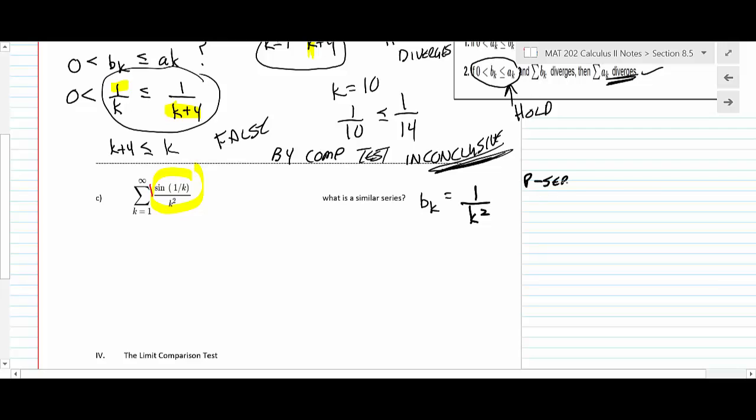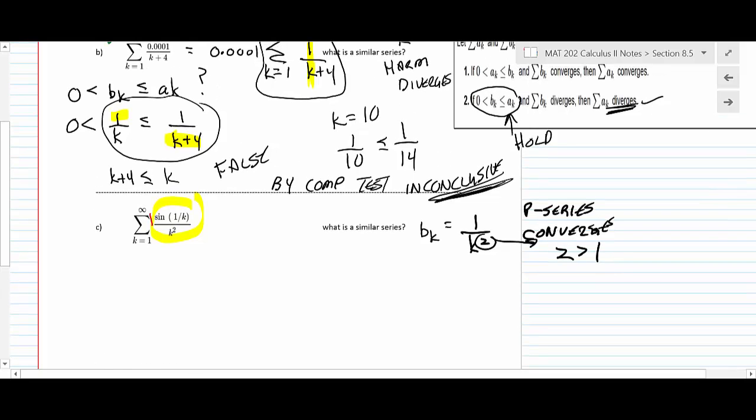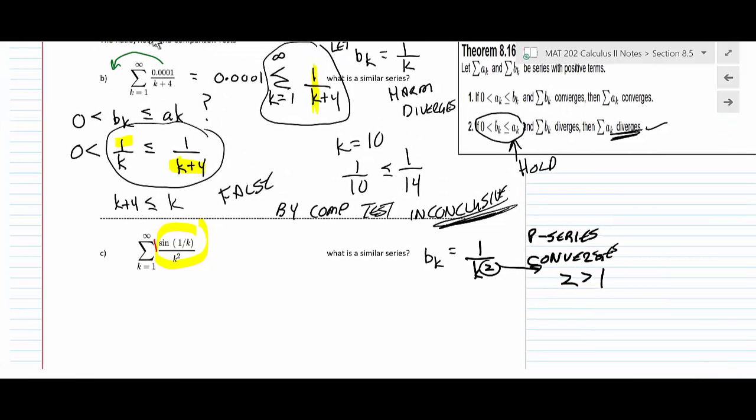Does this P-series converge or diverge? How come? Okay, P is bigger than 1. See that number right there? That's what P is. 2 is greater than 1. So what that means is, since we're comparing it to a convergent series, we need to see that this inequality right here holds. Okay, so let's write that general inequality down.